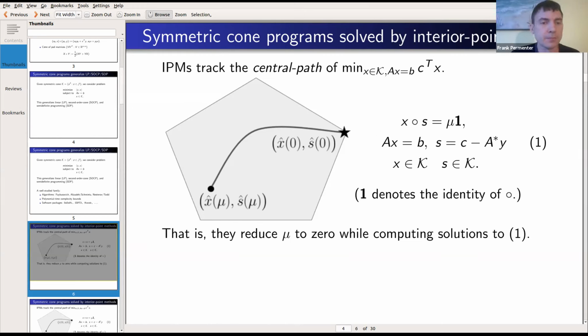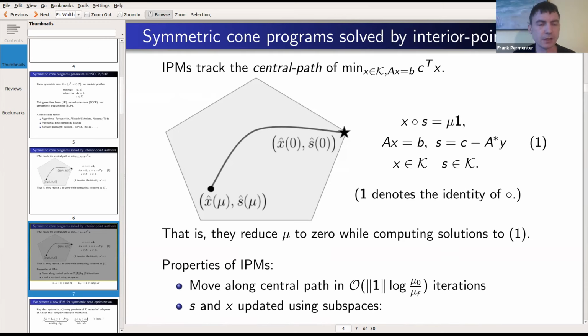Okay, so the big picture behind interior-point methods: we initialize ourselves near some known point on the central path. We slowly reduce this perturbation parameter to 0, tracking points on the central path using Newton's method, and we arrive at a point that's close to optimal.